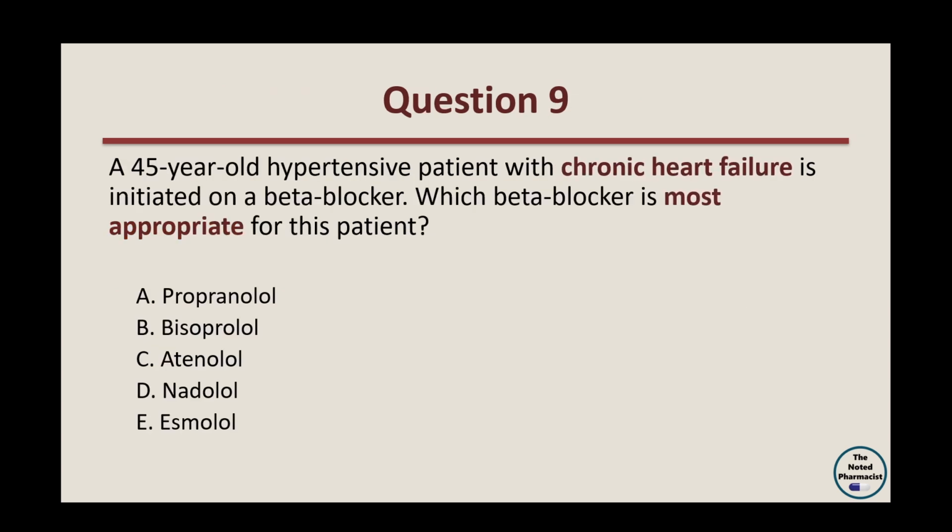Question 9. A 45-year-old hypertensive patient with chronic heart failure is initiated on a beta blocker. Which beta blocker is most appropriate for this patient? Option A, propranolol. Option B, bisoprolol. Option C, atenolol. Option D, nadolol. Option E, esmolol.